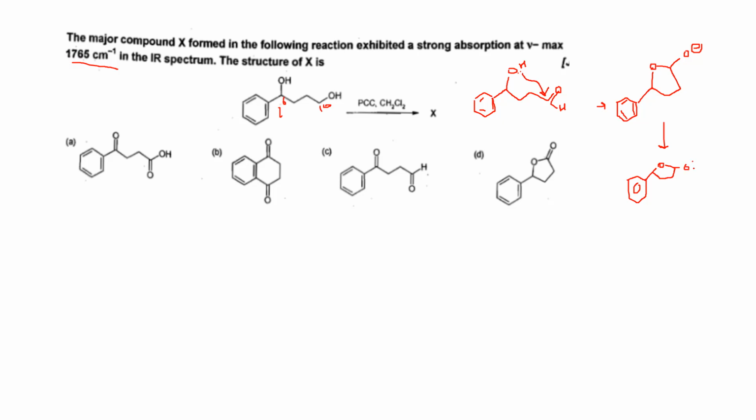Now in the medium there is already some PCC, so it will further oxidize this to form this ketone. So the correct option will be option D, and this contains an ester, so it also satisfies this concept, because none of the others contain any ester group, only this one does. Whenever you see this value of iron, from that you can get an idea that there should be an ester moiety.